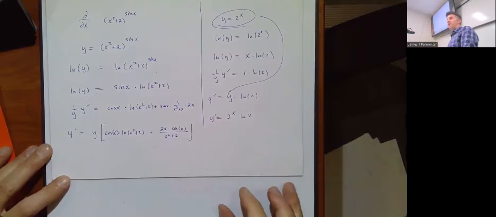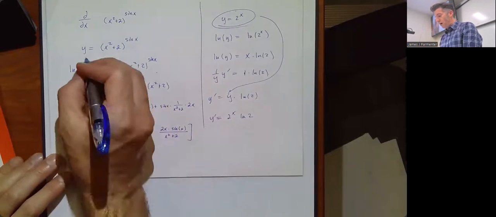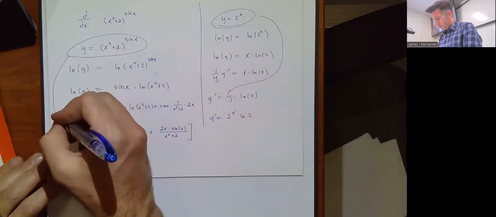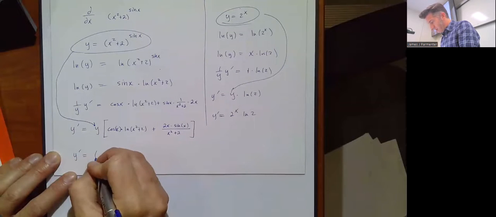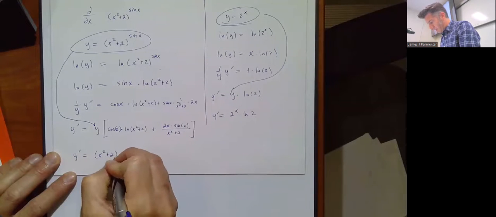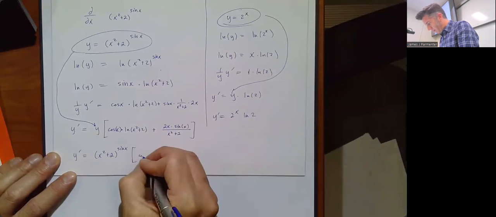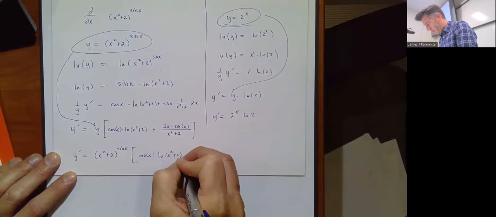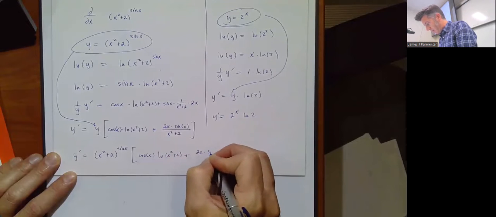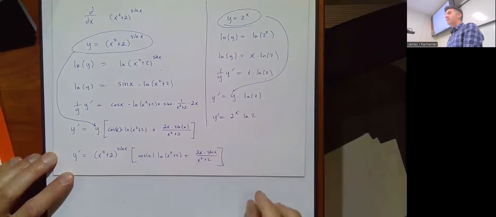And then finally, the last step, which I feel like you could have done in that step as well, is to replace y with what it's equal to, so that we get y prime equal to x squared plus 2 to the sine of x power times all of that stuff. Cosine of x times the natural log of x squared plus 2 plus 2x times sine of x over x squared plus 2. It's kind of terrible.